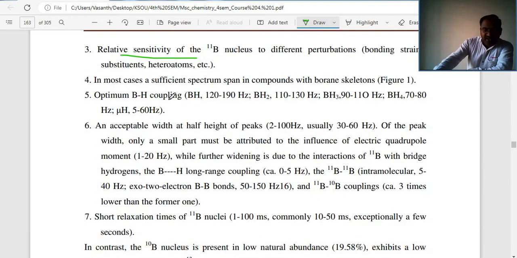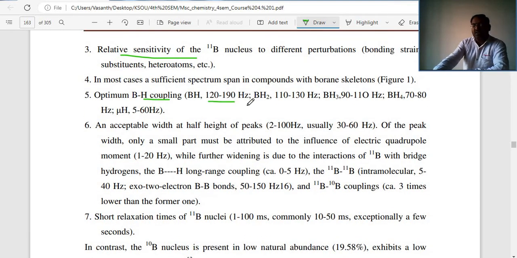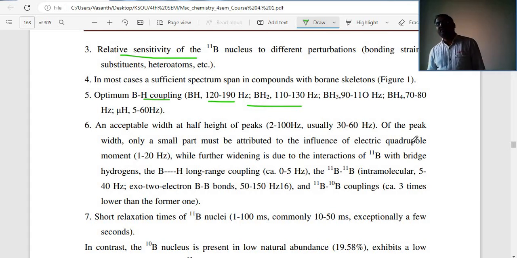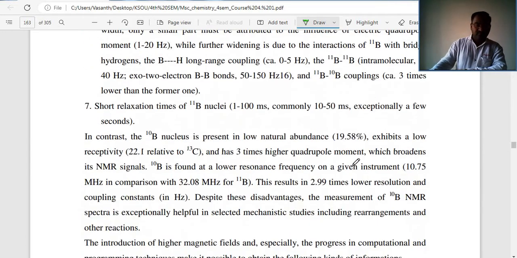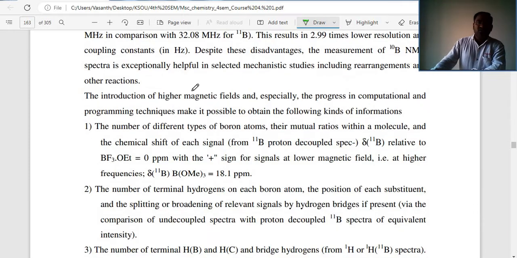The optimum B-H coupling for BH is this one. For BH3 it is 110 to 130, BH2 is 90 to 110, BH4 is between 70 and 80 hertz, and the bridging B-H is between 5 and 60 hertz. These are all important, just note them down.